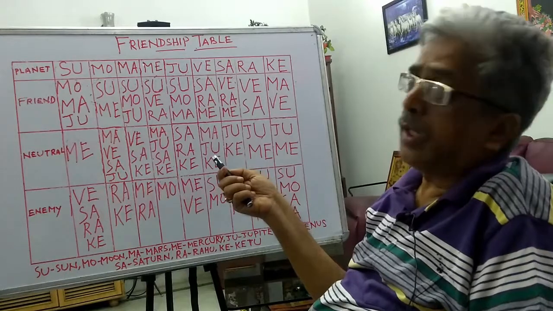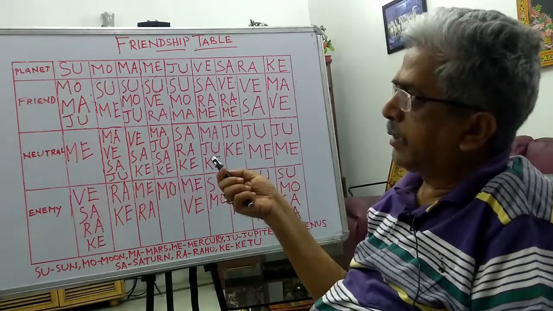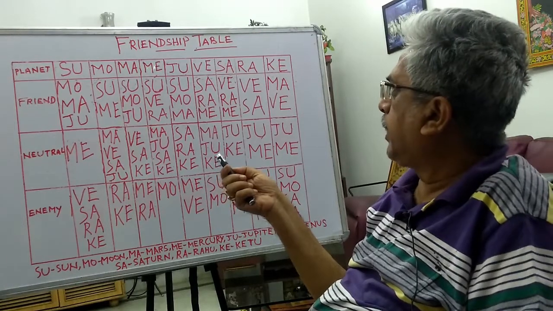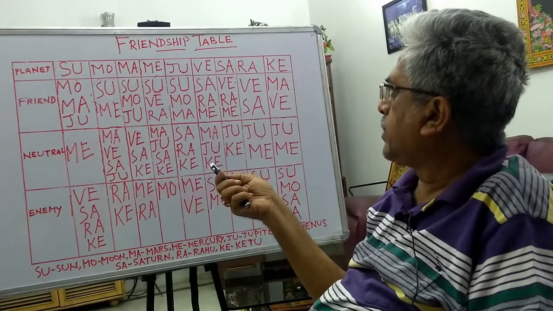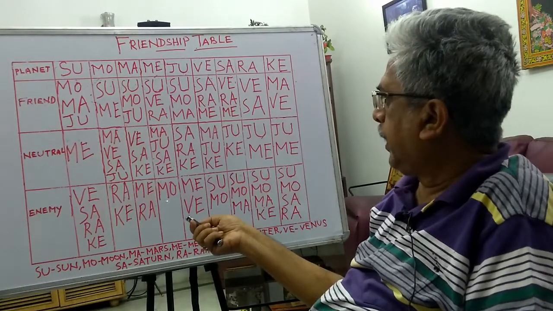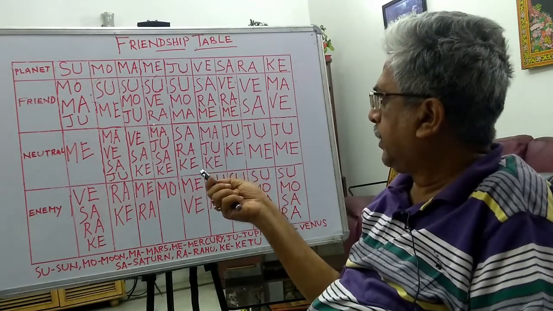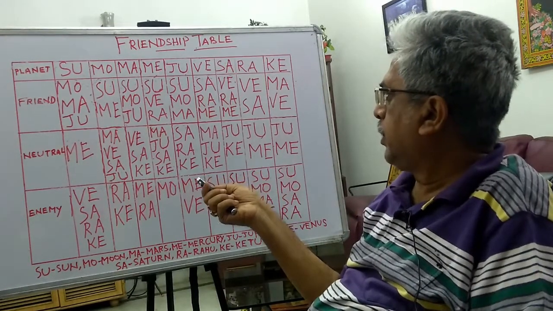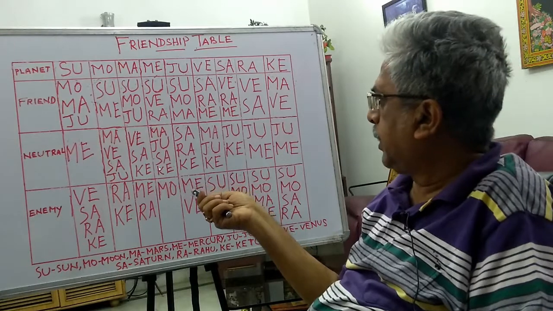If in the first house of the horoscope 3 or 6 is written, then you are ruled by Mercury. For Mercury, Sun, Venus and Rahu are friends. Moon is the enemy. But Mercury is neutral for Mars, Jupiter, Saturn and Ketu.